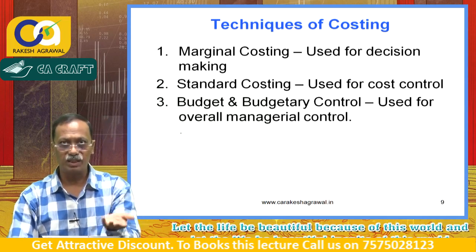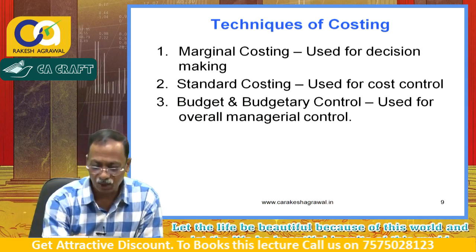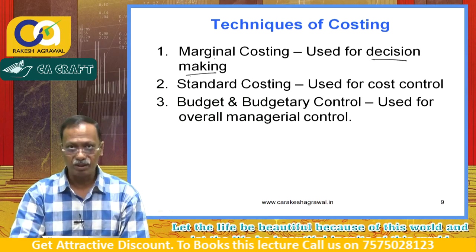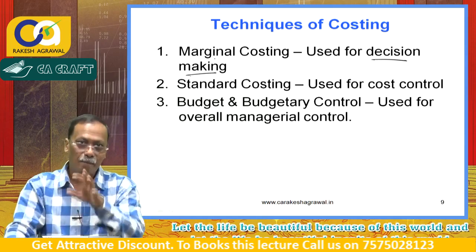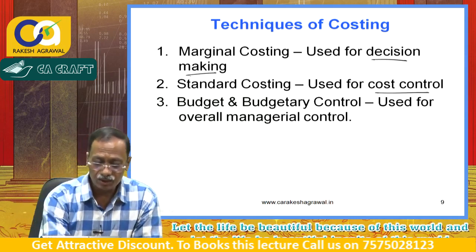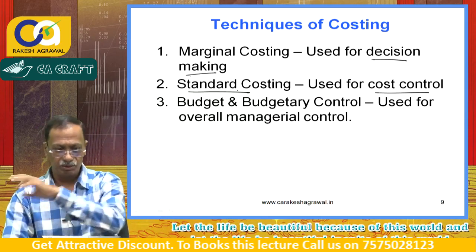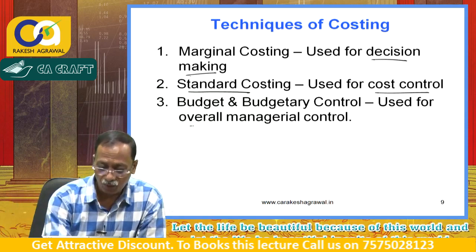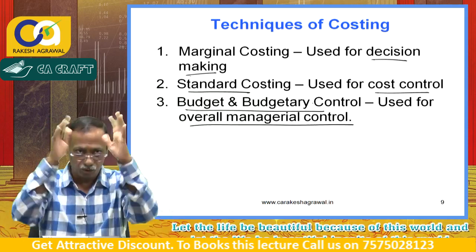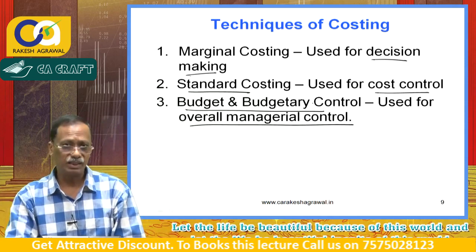You have marginal costing in chapter number 6, which is called decision making, because the marginal costing technique is used for decision making. The name of the chapter in your syllabus is decision making, but decision making is done using the marginal costing technique. Cost control is done using the standard costing technique. Cost control is the objective which you will achieve using standard costing, and overall managerial control can be achieved through budget and budgetary control. For overall smooth functioning of the organization, you have to use the technique called budget and budgetary control.